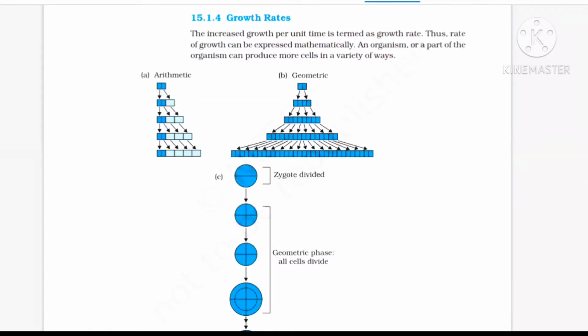Now, the next topic we are going to discuss is growth rate. Now what is growth rate? The increase per unit time, okay? How much growth is occurring per unit time, that is known as growth rate. This is one definition question area you should know. It means you can express it mathematically. You can see it calculatively also.